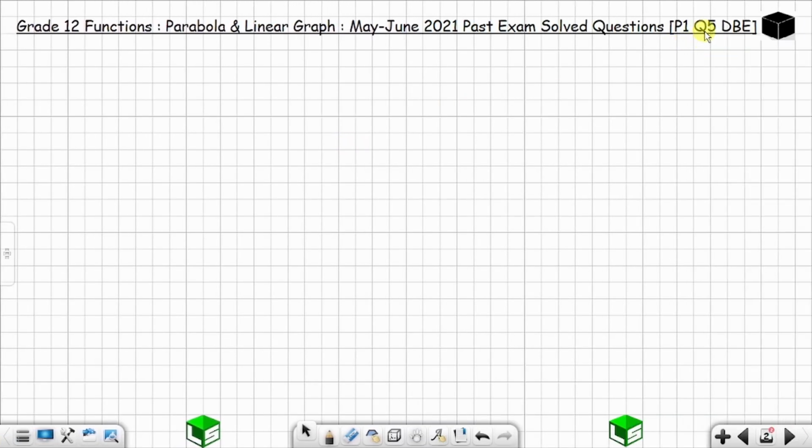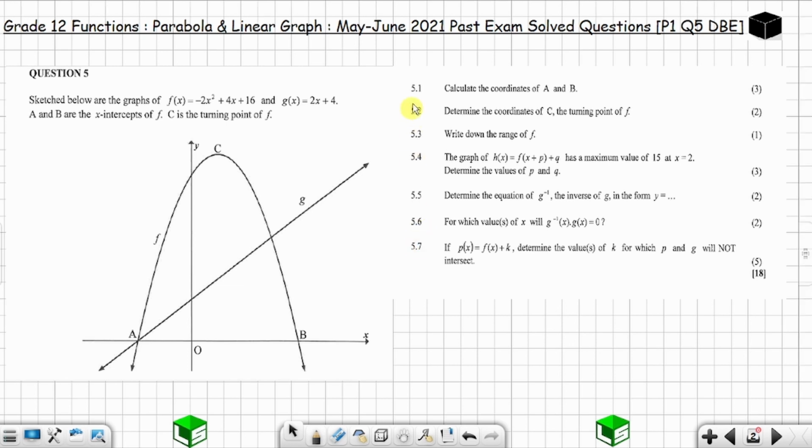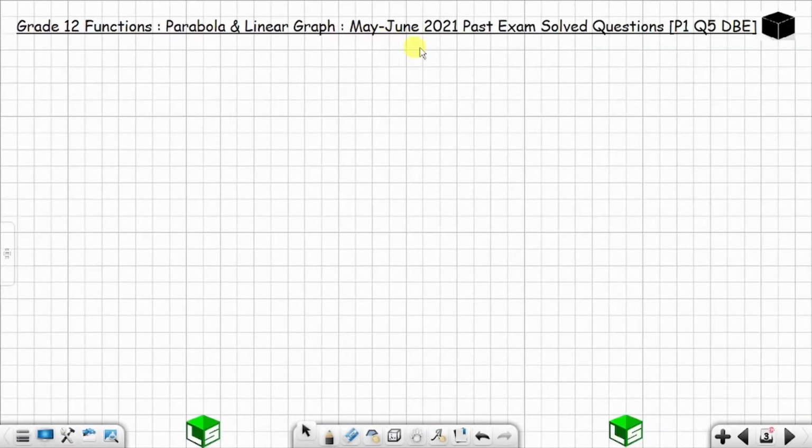Okay guys, let's look at question 5 from the May-June 2021 past exam. The question is from DBE. This is question 5. You can see you have 7 questions to answer, from 5.1 to 5.7. The question is from the May-June 2021 past exam paper. Okay, let me get the question.